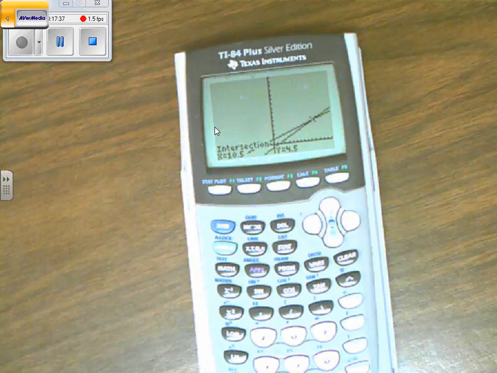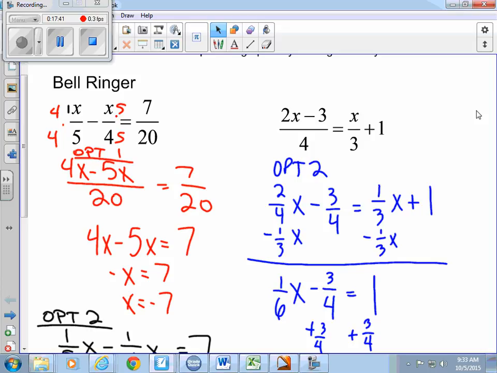Any questions about solving in the calculator or solving by hand? It is awesome to have both skills, right? That way, if by hand fails us, we can go use the calculator. If the calculator fails us because we can't fit the window, we can go use by hand, whatever way works best.